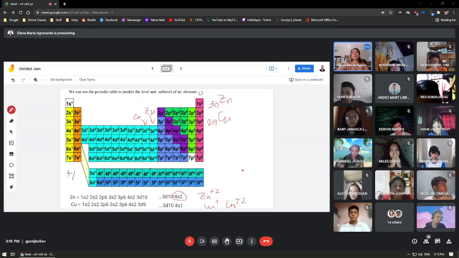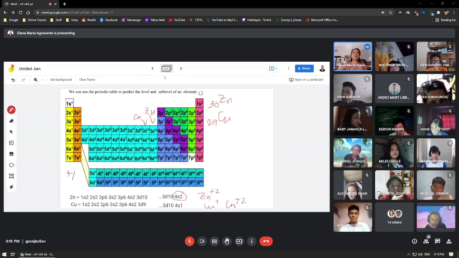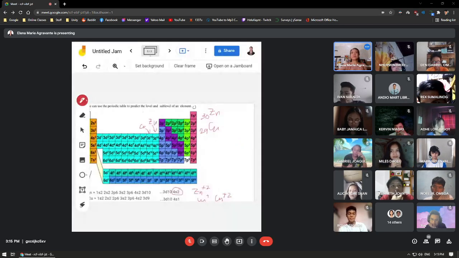Okay, guys? Now, if you look at group 1, it is always positive 1, no exceptions. Group 2, positive 2. And the others have distinct preferred stability states. Questions, guys? Okay, let's proceed.